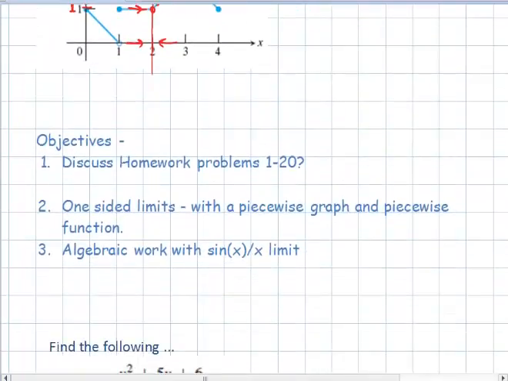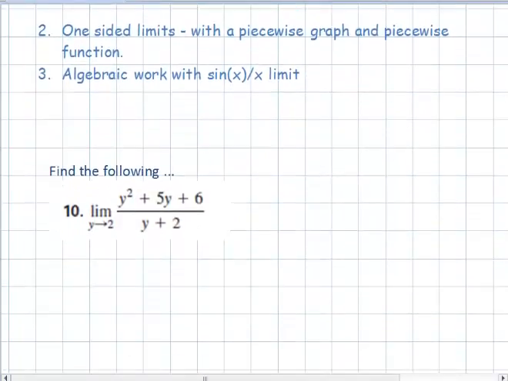Moving along, the next thing we talked about in class was one-sided limits with piecewise functions, and we also talked about some algebraic work, including a special limit in our textbook, where we have the sine of x over x, and as x approaches 0, we define it as equaling the value 1. Well, first of all, we want to show why that is that value, but also we need you to remember that and know how to manipulate limits with that.